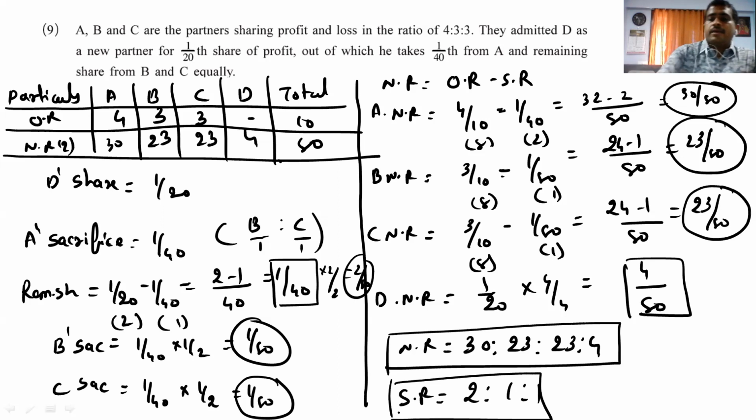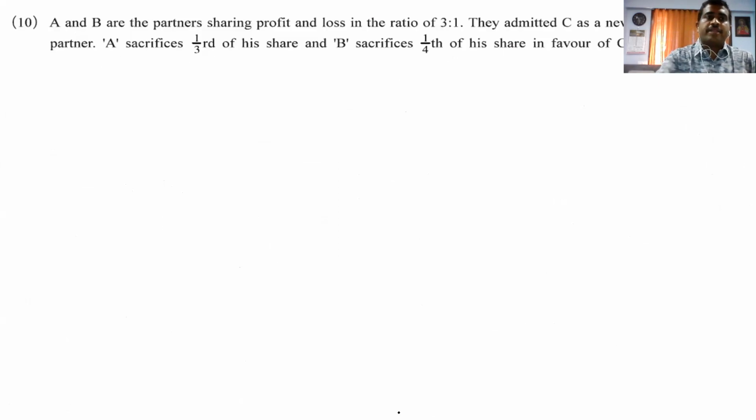Clear? So friends, we have done this sum 2 times, right? So I think it's very, very clear to you. Practice it very hard. Okay, practice it. Otherwise, it becomes very confusing. 10th question, friends, we are taking.